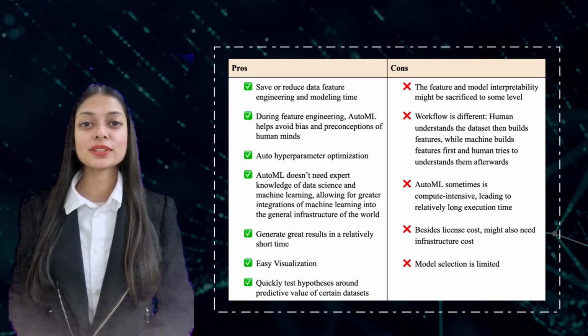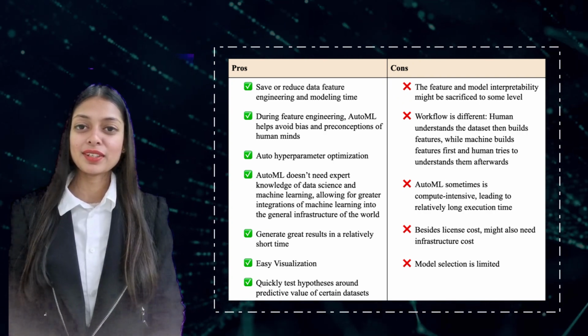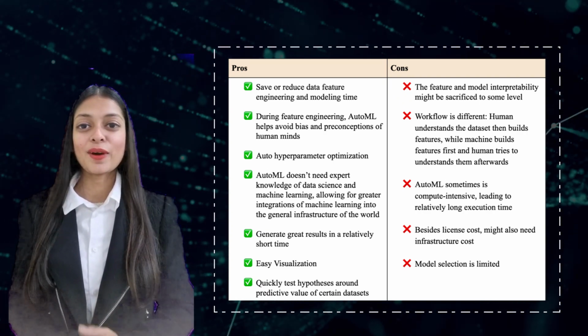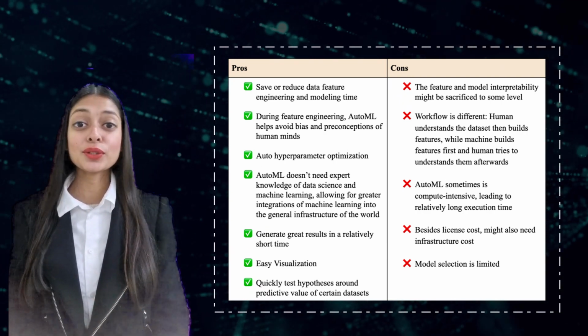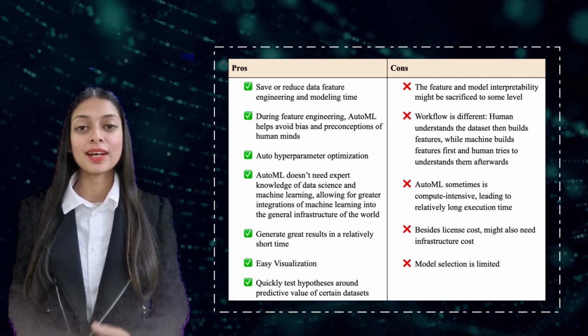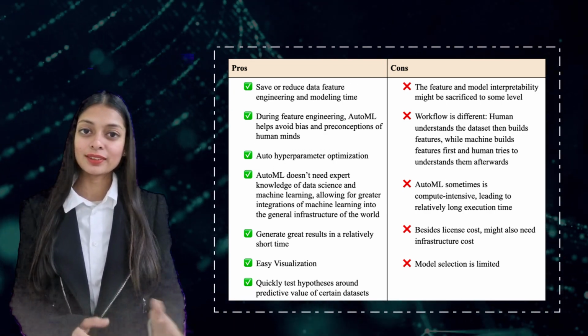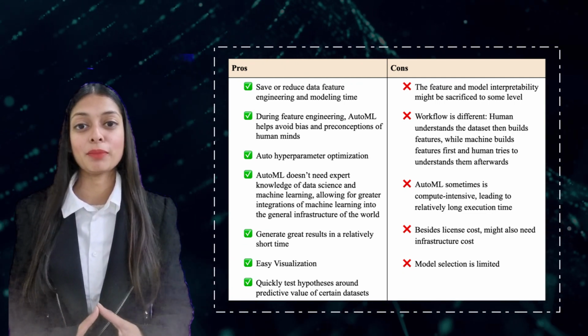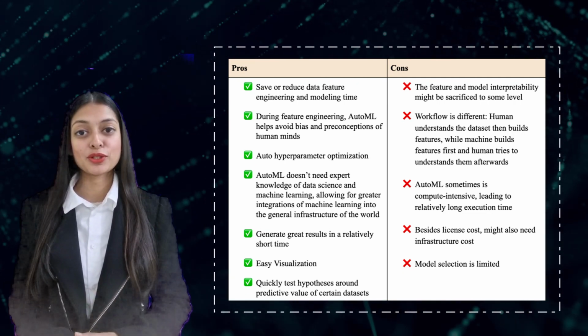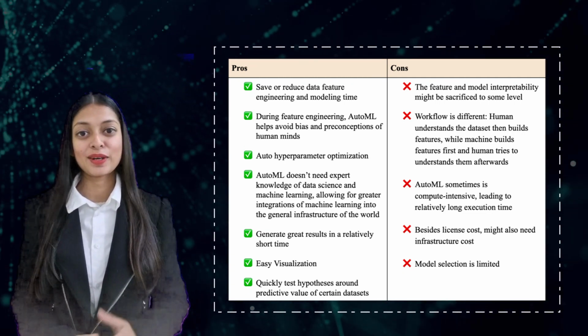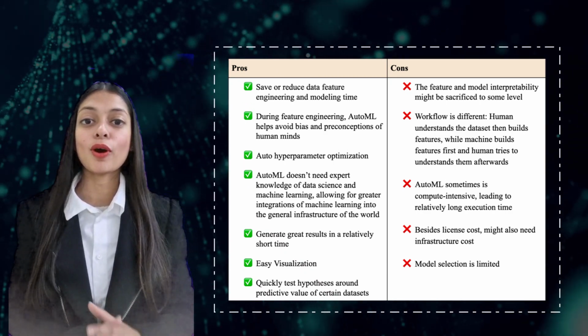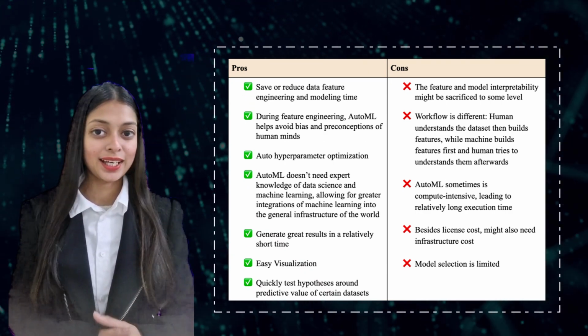Now let's see pros and cons of AutoML. First, we'll see the pros. AutoML saves or reduces data feature engineering and modeling time. During feature engineering, AutoML helps avoid bias and preconception of human minds. Auto hyperparameter optimization is there.